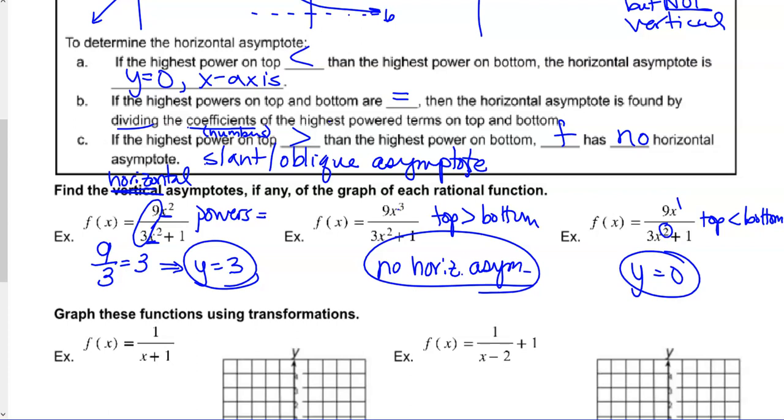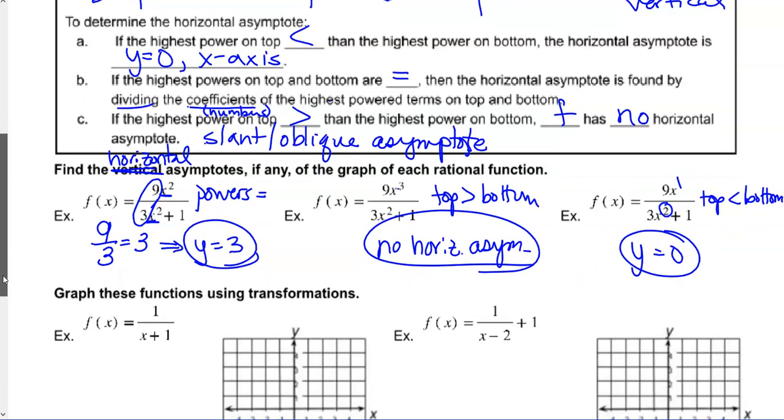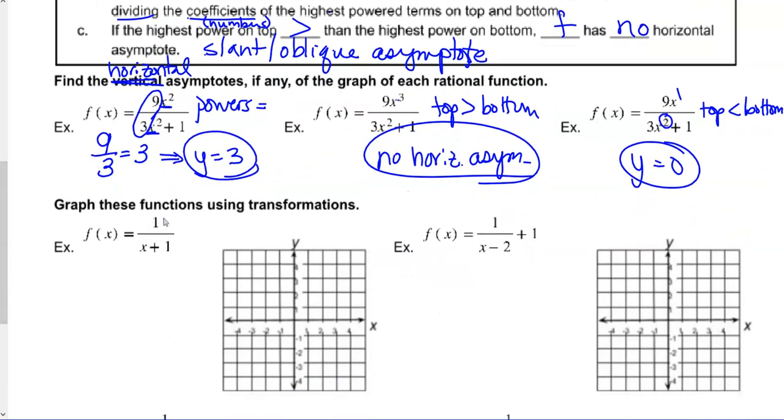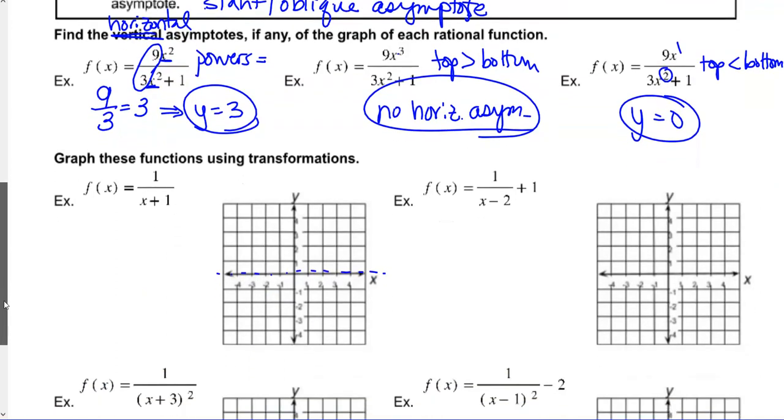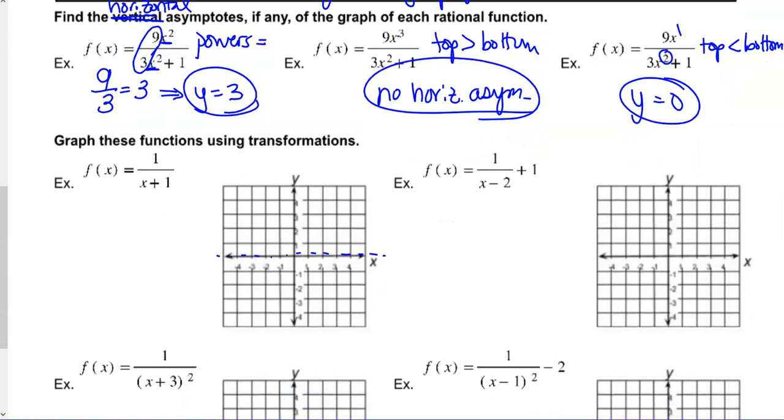I will add that if you just have a number up top, so if that was just 9 or something like that, then the degree of a constant, if you remember, is 0. So the power on top would be 0, like if I had something like this right here. The degree here is 1, so 0 is less than 1. Therefore, y equaling 0 is going to be my horizontal asymptote here as well. Okay? All right, very good.